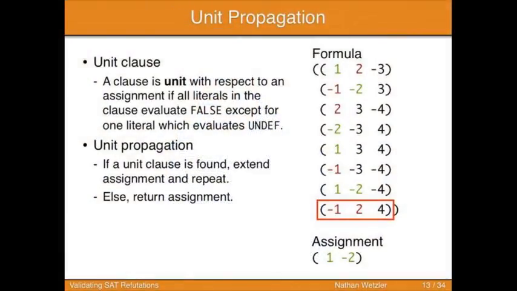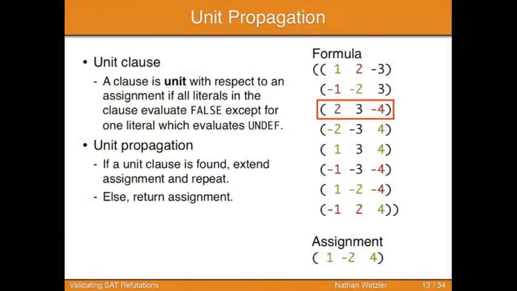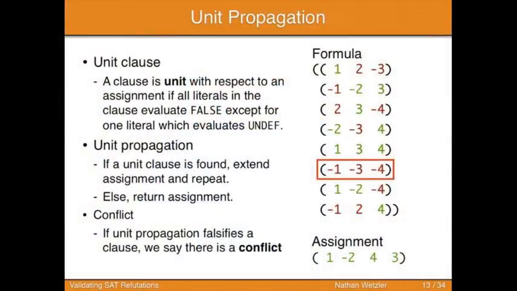So given the formula on the right and the assignment on the bottom, which is 1, negative 2, in the red box you can see that this clause is unit because all the literals are false except for 1, which is undefined. In this case, we can extend our assignment with the unit literal, which is the literal 4. Unit propagation then repeatedly extends an assignment based on inferences from the formula, until there are no more unit clauses. Here we extend the assignment with 4, and we get another unit clause, which gives us the unit literal 3. We extend the assignment with the unit literal 3, and now we've falsified one of the clauses in the formula. When unit propagation falsifies a clause, we say that it generates a conflict.